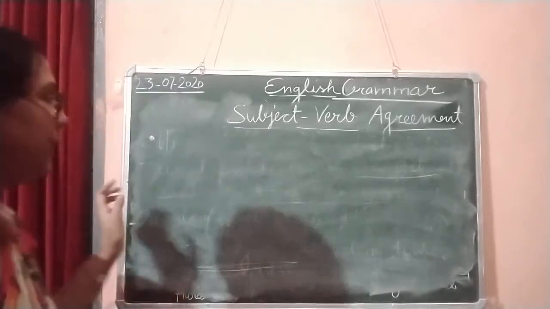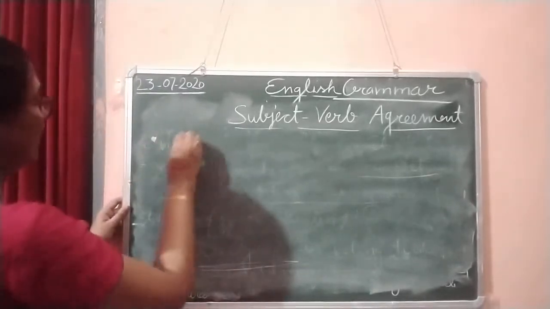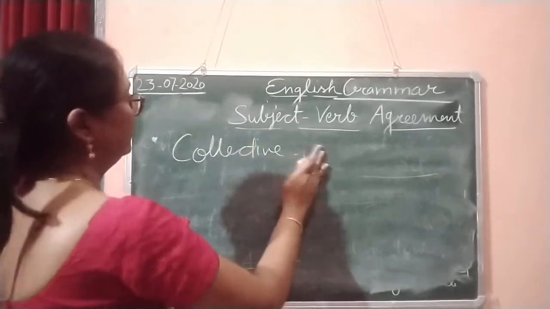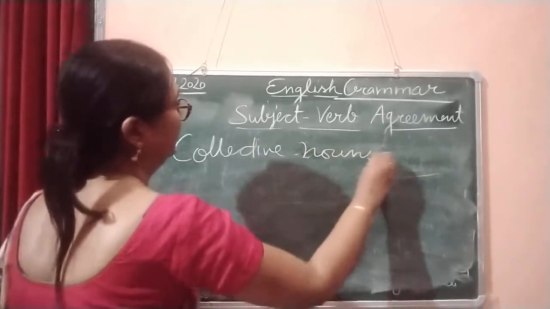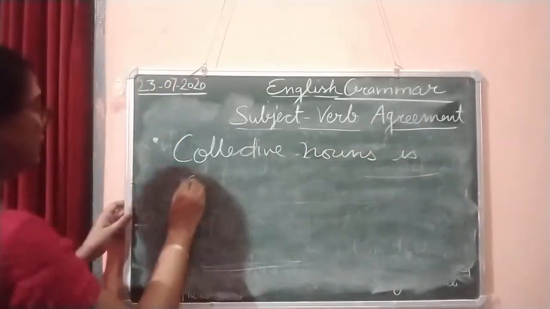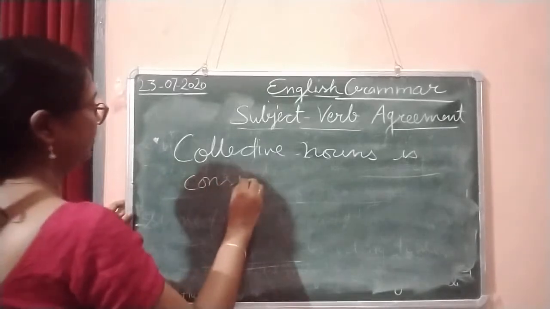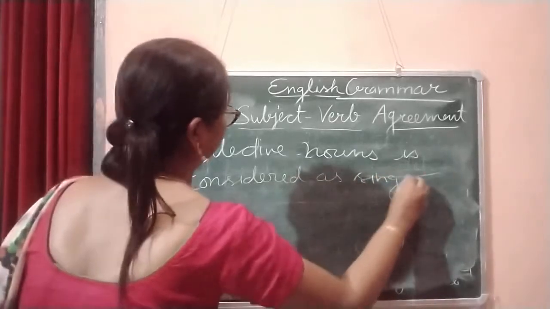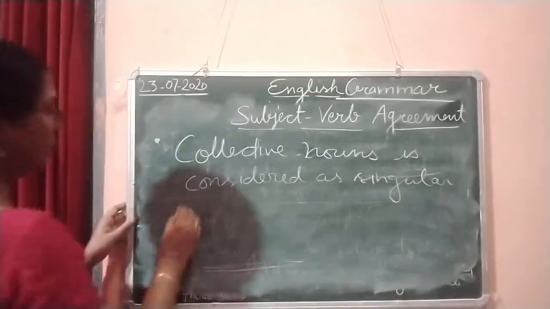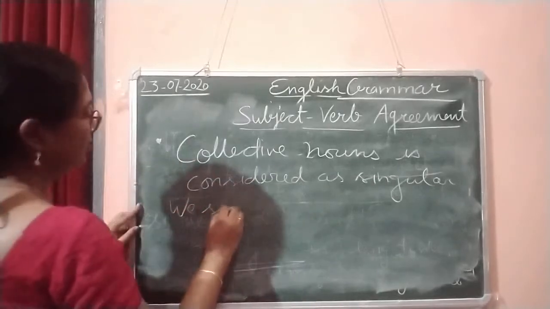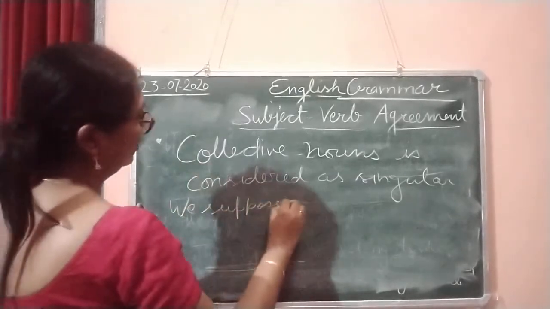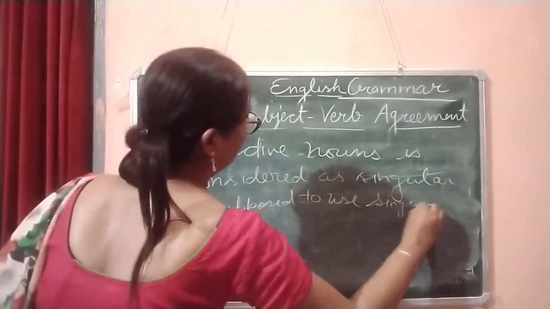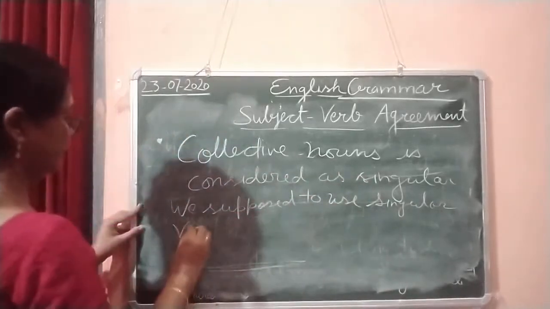So for example, I am going to write over here: collective noun is considered as singular, as you all know. So we are supposed to use a singular verb also.